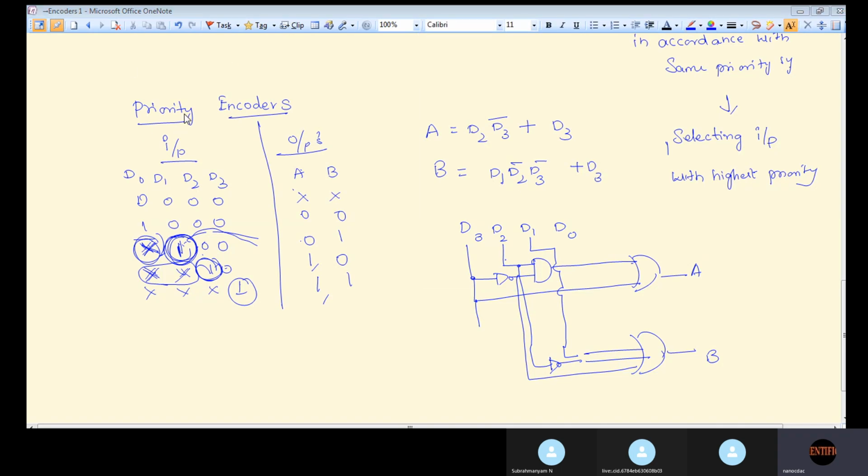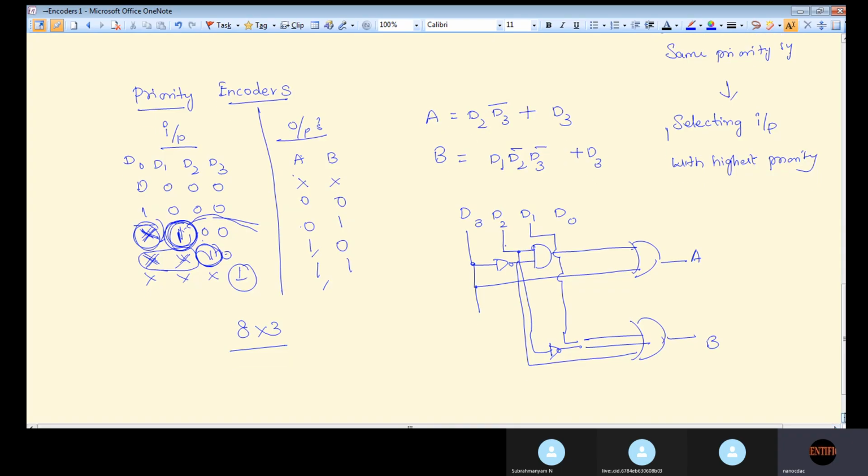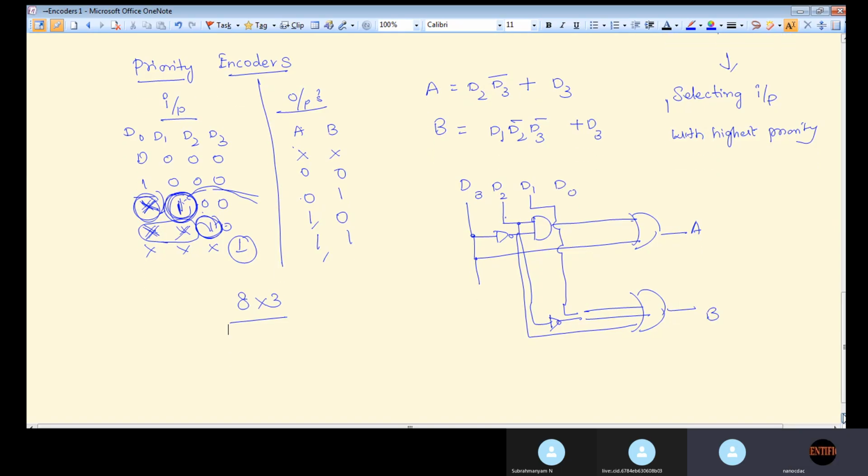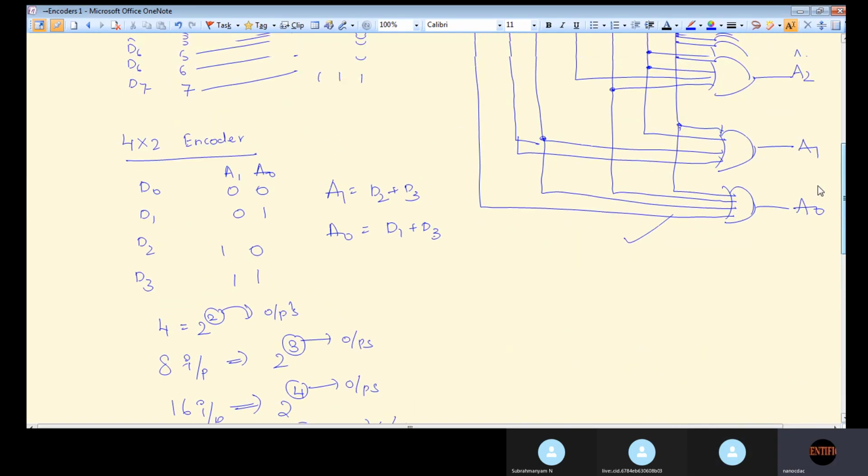Coming to priority encoder, similarly you can design an 8/3 priority encoder. Can you design it the same way? You will be taking D0, D1, D2, D3 up till D7, and you can design an 8/3 priority encoder. Okay, so is it clear? Fine. Next we will see the multiplexer.